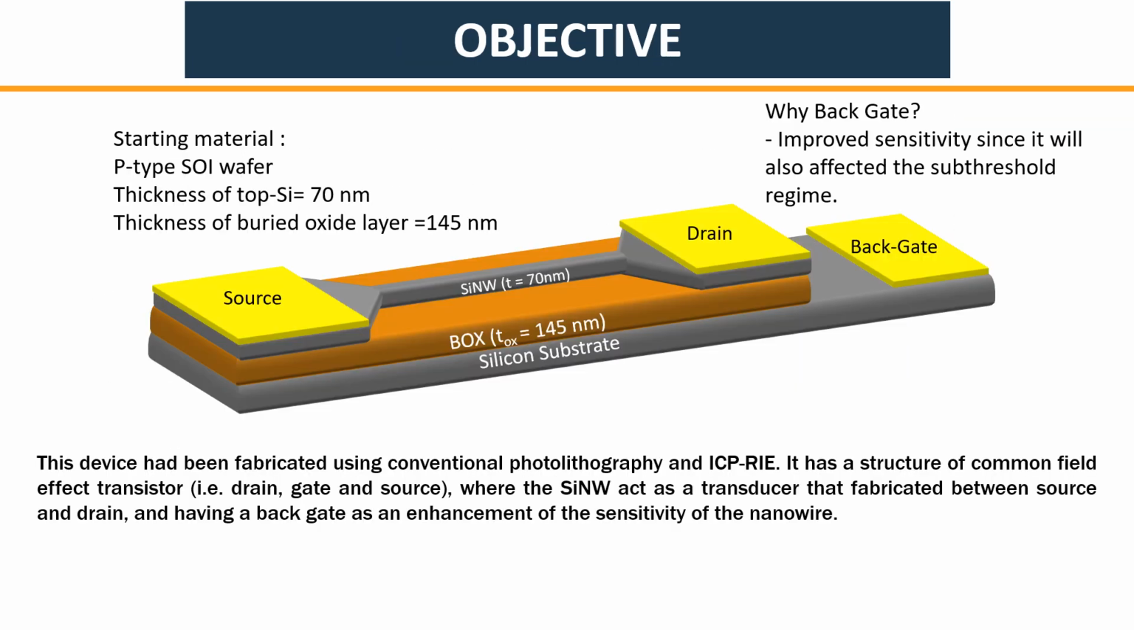So the objective of our work is to fabricate the silicon nanowire utilizing conventional photolithography and inductively coupled plasma reactive ion etching (ICP-RIE) techniques, where the silicon nanowire will act as a transducer positioned between the source and drain components, and it will incorporate a backgate to enhance the signal generated, as it will impact the subthreshold regime as well.